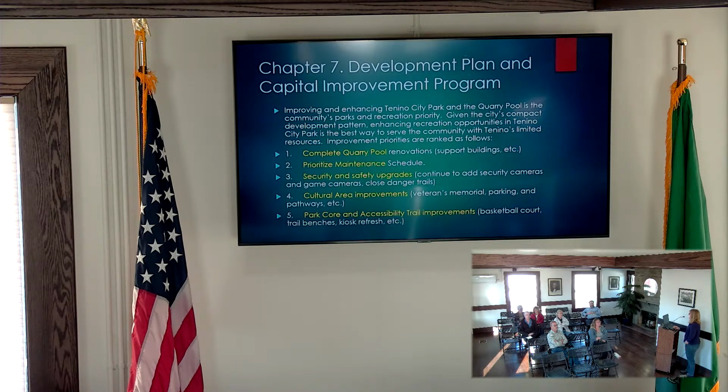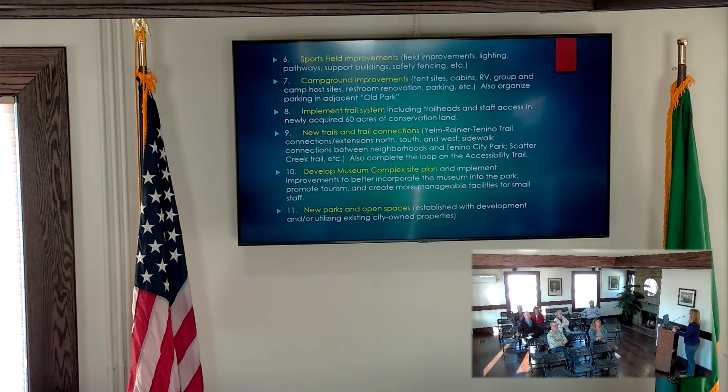Number 5, park core and accessibility trail improvements. So that would be the basketball court, trail benches along the trail, the accessibility trail, and maybe a refresh in the kiosk to update some of the tourism info in there. So little things there, because our park core has seen a lot of attention lately. It doesn't have as many needs.